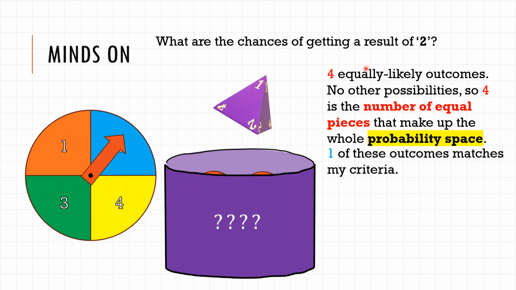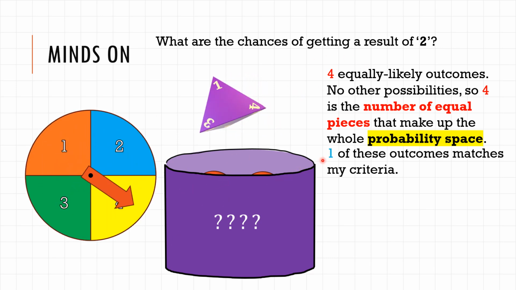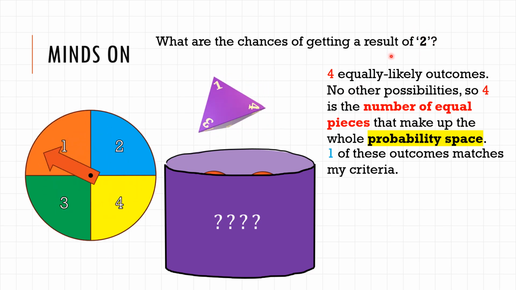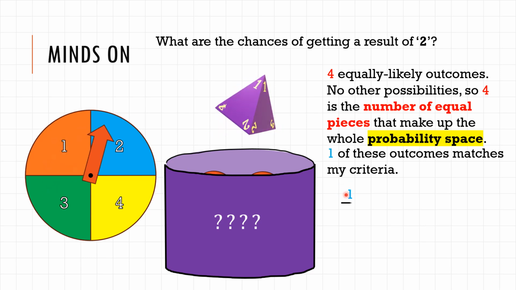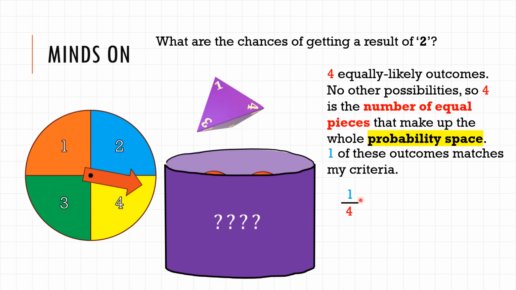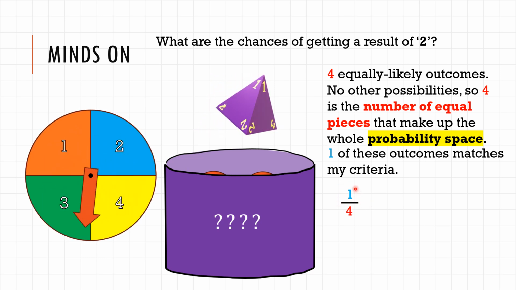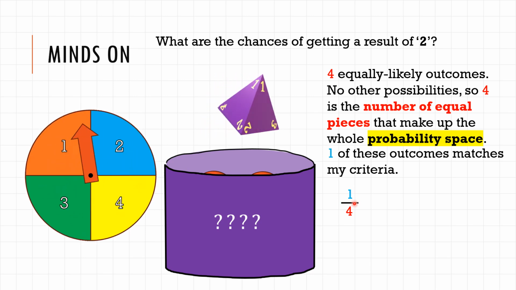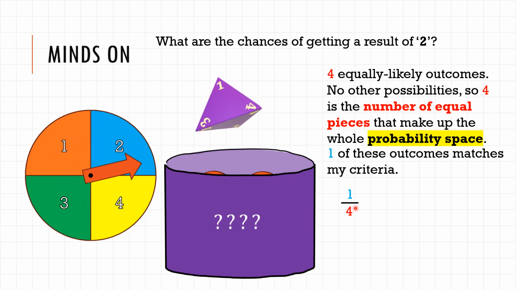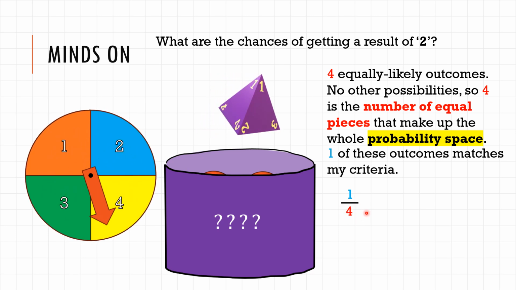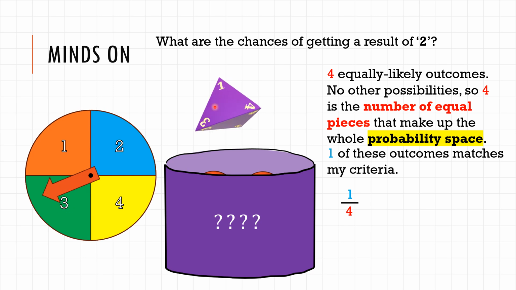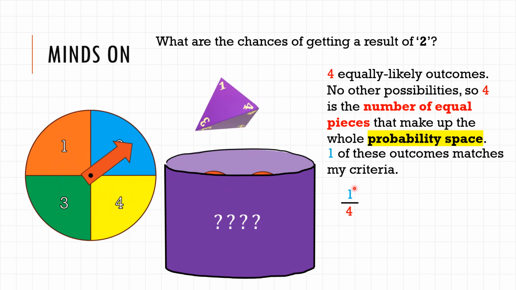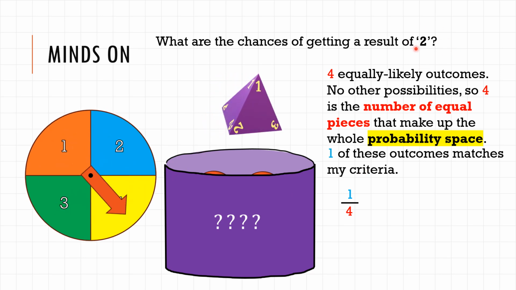In each of these 3 experiments, there's only one outcome that matches my criteria of getting a 2. So the way I would represent this probability is 1 out of 4. There's one outcome that matches my criteria out of 4 equally likely outcomes. There's 1, 2, 3, 4. There are 4 outcomes on the dice. There are 4 balls in the bag. But only one of any of these matches what I want, which is a 2.